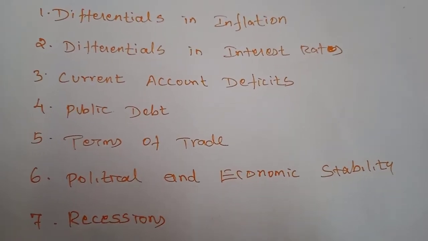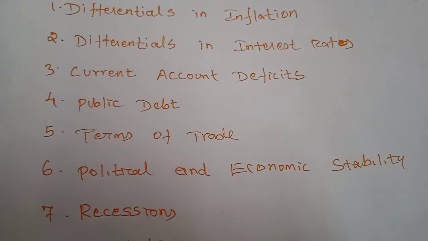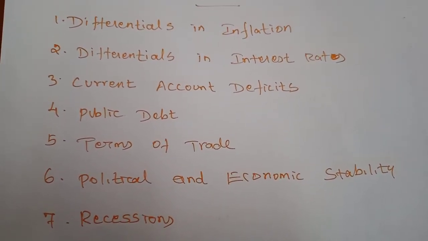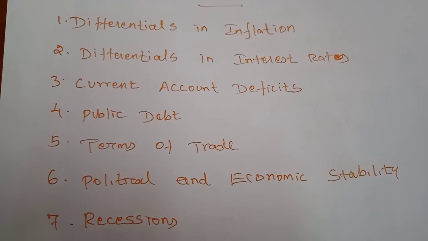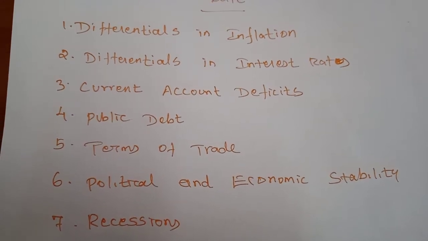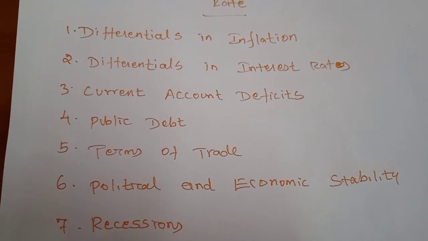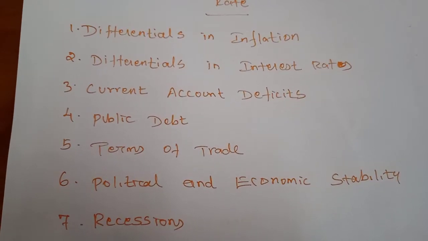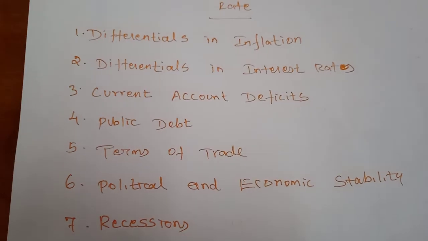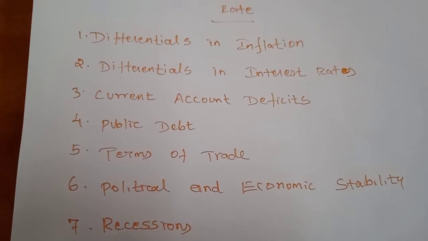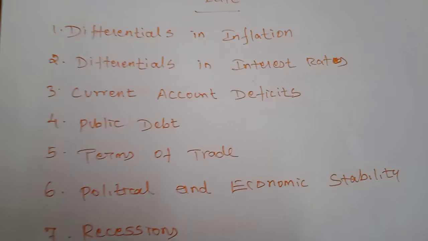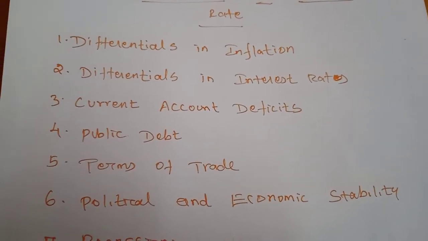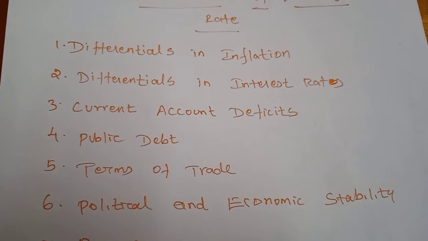Next, current account deficit. A deficit in the current account implies an excess of payments over receipts. So the country resorts to borrowing capital from foreign sources to make up the deficit. Excess demand for foreign currencies lowers a country's exchange rate.